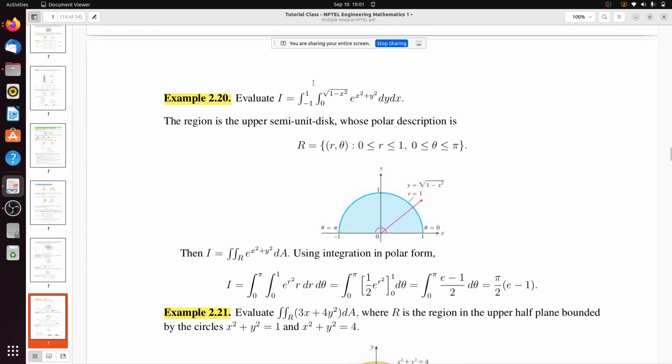This question is also very similar. The integral of x from minus 1 to 1, and y from 0 to root over 1 minus x square. Here theta varies from 0 to pi, and r varies from 0 to 1. This is nothing but e to the power r square, r dr d theta.